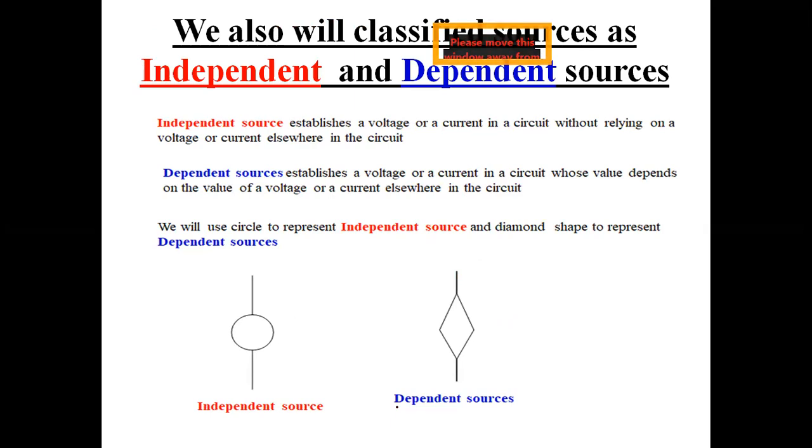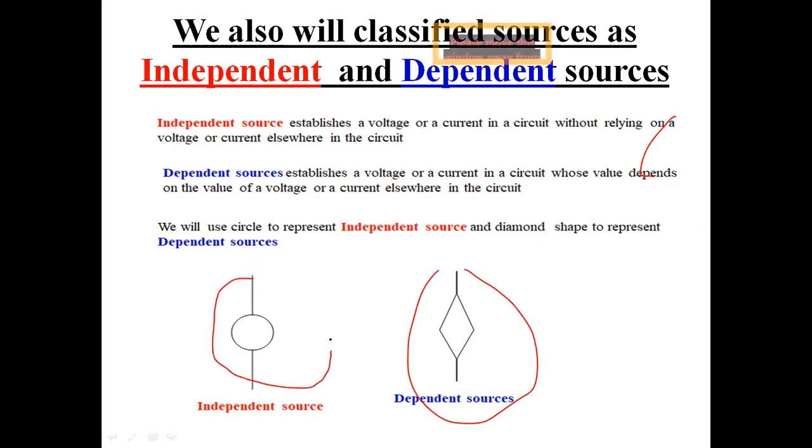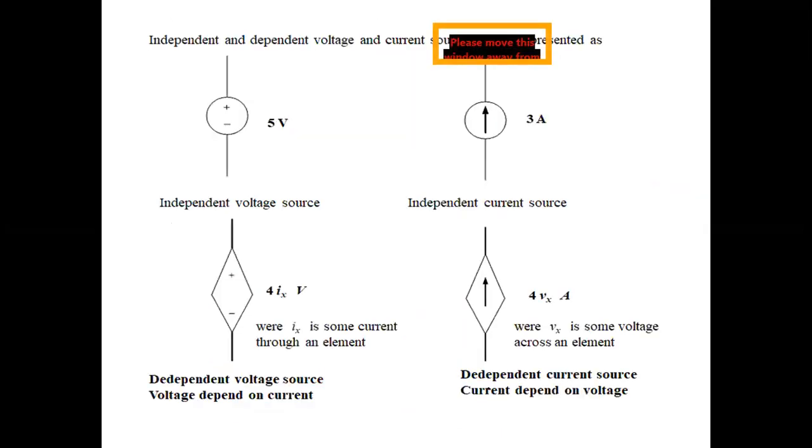So in circuit analysis, dependent sources are represented by this diamond symbol, and independent sources are represented by this circle symbol. Okay. Next, independent and dependent sources.